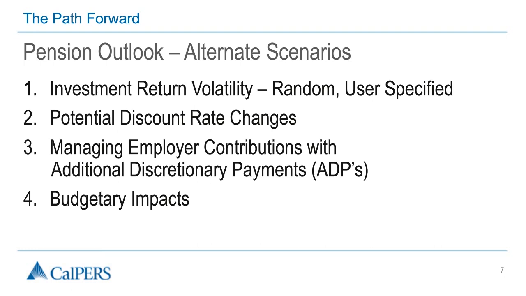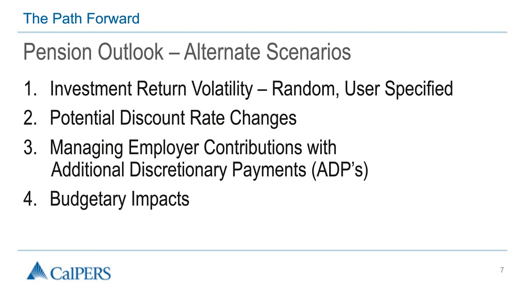Key scenarios are the main driver of funding volatility is investment return, representing 80 to 90% of our experienced gains and losses. Outlook allows you to use random scenarios from our most recent asset liability management, or ALM workshop in November 2017, or you can enter your own investment forecast into the tool. You also have the ability to adjust the discount rate assumption if you believe that interest rates may be heading down in the near future. For agencies considering or have already made additional discretionary payments, or ADPs, Outlook will model these payments for you and their impact on your plan savings and future costs.